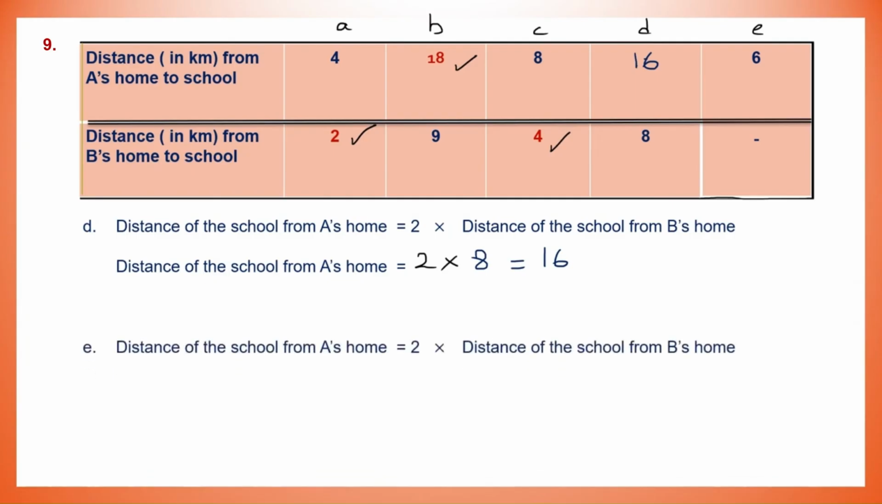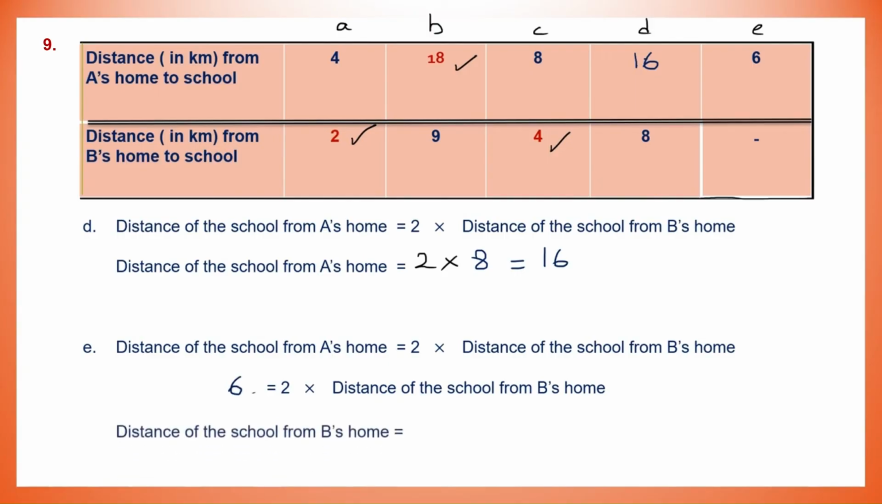Now let's go on to question E. This time A is given to us. We must find B. Again, distance from A's home is 2 into distance from B's home. And we know that the distance of the school from A's home is 6. It's given in the question as 6. So 6 is 2 into distance from B's home. So what will the distance from B's home be? 6 divided by 2. 6 divided by 2 is 3, 2 threes are 6. So now we have found this answer also. So can you see, children, we have found all the answers.